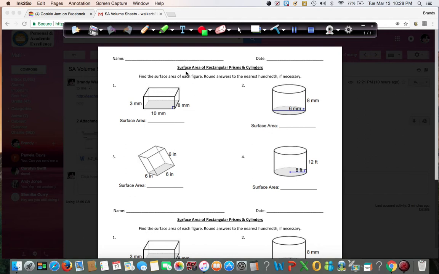Hello. Tonight's feature video is surface area of rectangular prisms and cylinders. Find the surface area of each figure. Round answers to the nearest hundredth if necessary. So you have this half sheet. You have 4 problems, 2 rectangular prisms and 2 cylinders, and we are finding the surface area.